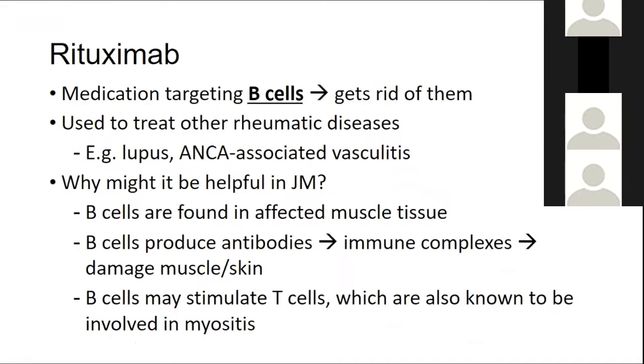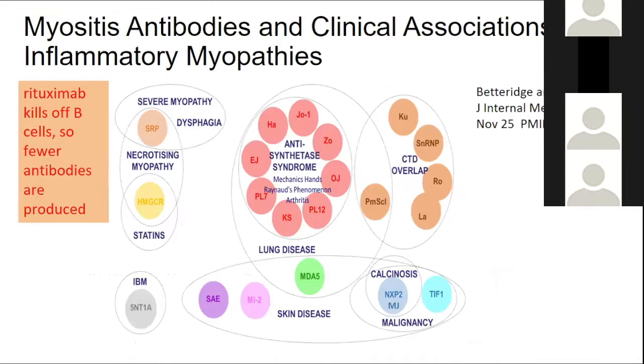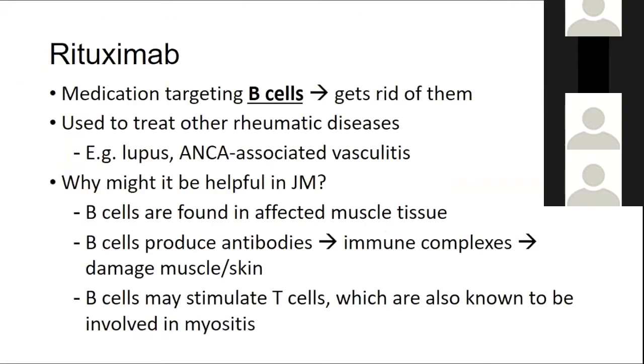In dermatomyositis, part of the problem is that our immune systems can make antibodies that work against the muscles and work against the skin. You may have seen this diagram before for some of the different types of myositis antibodies that are known to be produced. And because Rituximab kills off B cells, we produce fewer of these antibodies. Rituximab is used to treat other rheumatic diseases like lupus and vasculitis. It is thought to be helpful in myositis because B cells are found in affected muscle tissue, and those B cells again produce antibodies that can damage muscle and skin.